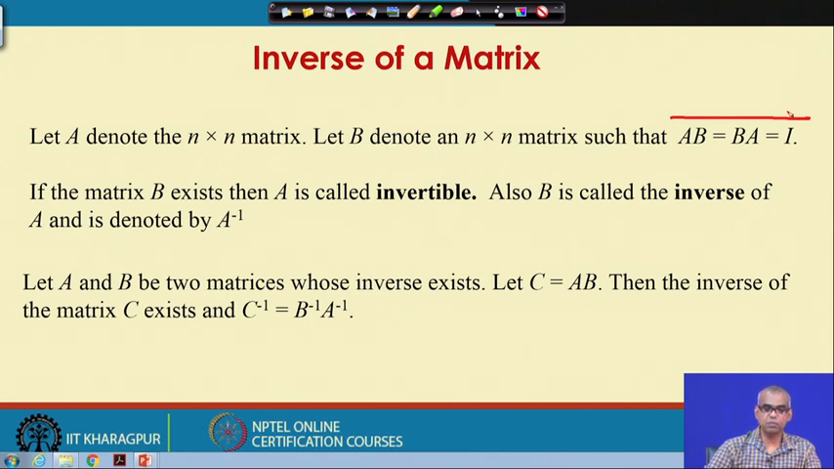then if such matrix B exists, we call matrix A invertible and the matrix B is called the inverse of A, and we represent the inverse of A as A to the power minus 1. Let A and B be two matrices whose inverse exists, and let C equal to AB. Then the inverse of the matrix C exists and C inverse equal to B inverse into A inverse.